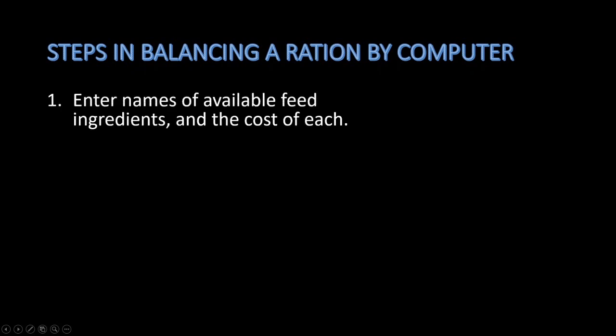So next, steps in balancing a ration. What are the different steps which are normally used in balancing a ration? The first step is, okay, these steps are more or less similar in different types of feed formulation software. The first one is to enter the names of available feed ingredients and the cost of each. So it means first we have to add the data related to the feedstuffs, their chemical composition, and their cost. And the second step is to enter nutrient values for the feeds.